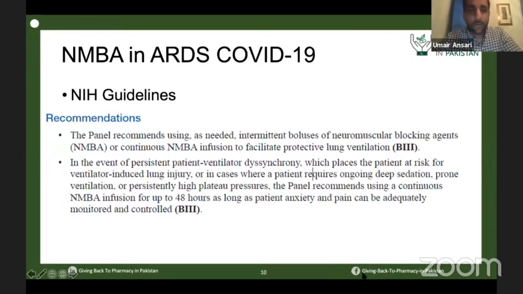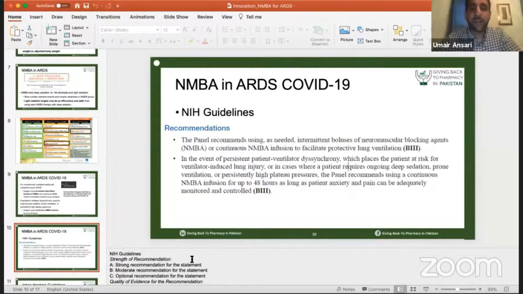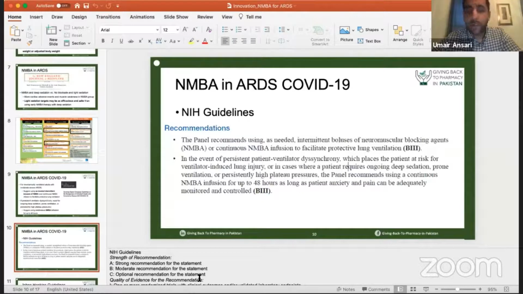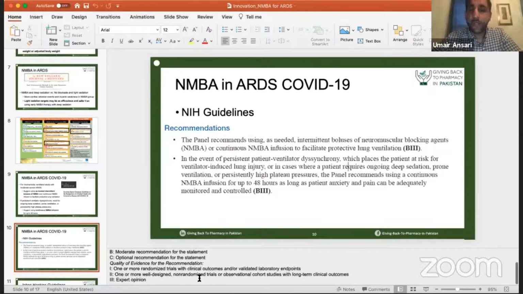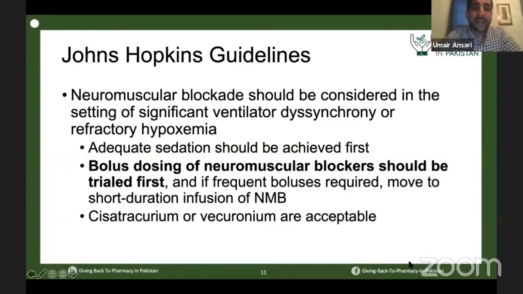Next, the NIH guidelines recommended the same thing, using intermittent boluses over a continuous infusion. This was also very similar to what we just saw, and this was again a moderate type of recommendation, and it was definitely an expert opinion. The next guidelines here at Johns Hopkins are also recommending the same, to consider using bolus dosing, intermittent dosing first, and if required, consider an infusion if necessary. However, we've also mentioned to use cisatracurium or vecuronium as possible options.